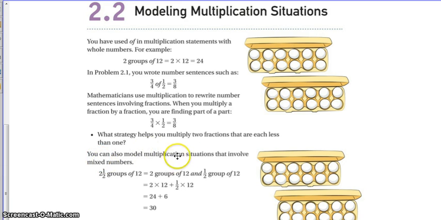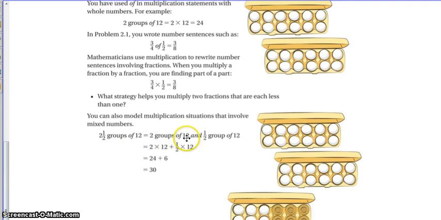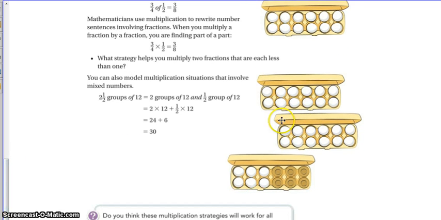So we can also model multiplication situations that involve mixed numbers. For example, 2.5 groups of 12 would equal 2 groups of 12 and a half a group of 12. So 2 times 12 plus a half times 12. This kind of looks like the distributive property expanded form, doesn't it? This would be the same thing as saying 12 times 2 plus a half. And so when I solve this, I get 2 times 12 is 24, and a half times 12 is 6, because half of 12 is 6. And then I get 24 plus 6 is 30. So over here in my egg crates, if I had a dozen here and a dozen here, and then only half a dozen, so 12 plus 12 plus 6 is 30.